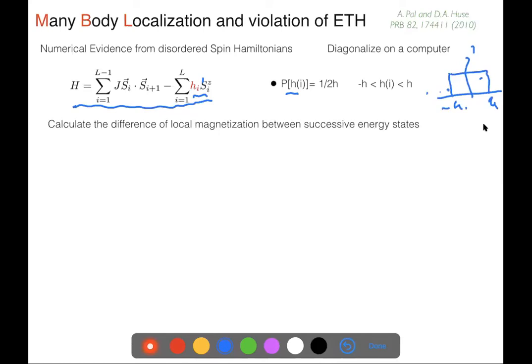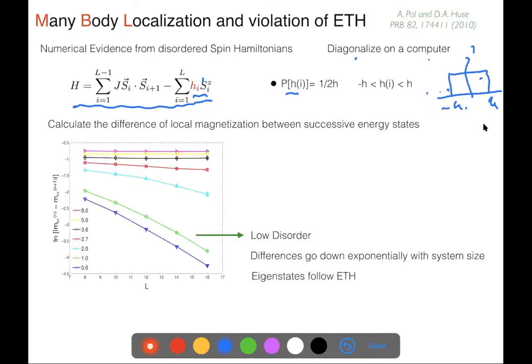And what they did is they diagonalized this Hamiltonian on a computer. They calculated, let's say, the difference of local magnetization between successive energy states. So you take an energy state E, you take the next higher energy eigenstate, you calculate the local magnetization M_i, or S^z_i, in these two states, subtract it, take a mod, and then sum over various states and ask what happens to this quantity. That's what they were plotting, and this is plotted on a log scale. So this part is the log of that.